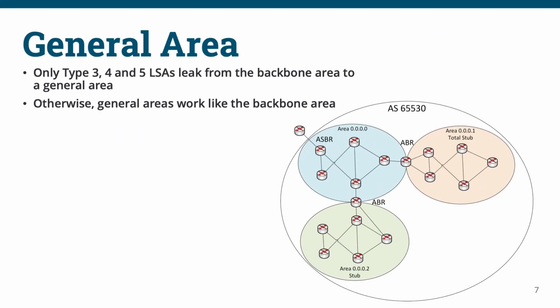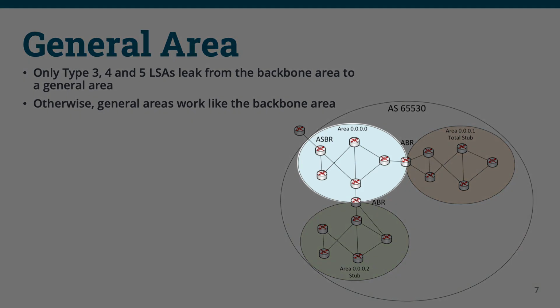General OSPF areas will only receive Type 3, 4, and 5 LSAs from the backbone area. Type 1 and Type 2 LSAs, the router LSA and network LSA, will not be flooded into the area. However, of course, the routers within the general areas will still originate Type 1 and Type 2 LSAs. Once the ABR receives the Type 1 and Type 2 LSAs, it will process the information and originate a Type 3 LSA into the other area. Outside of this specification, the non-backbone areas operate exactly like the backbone area.